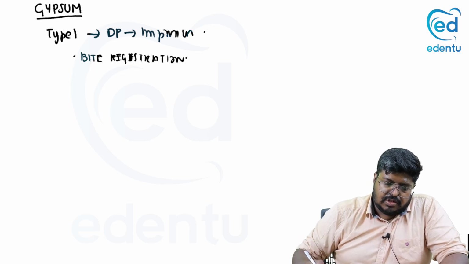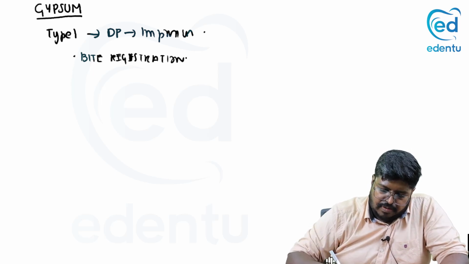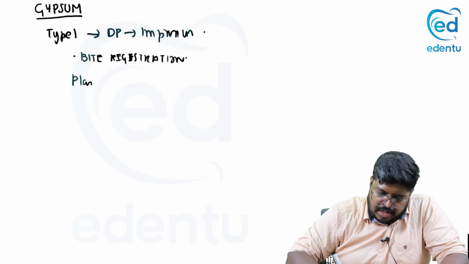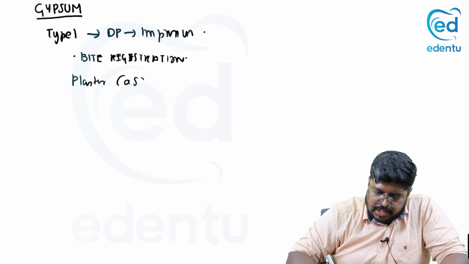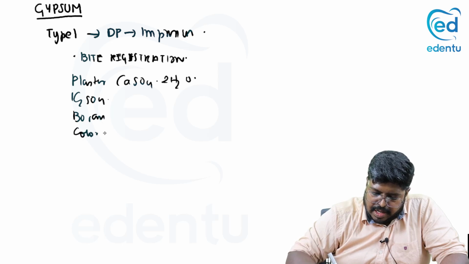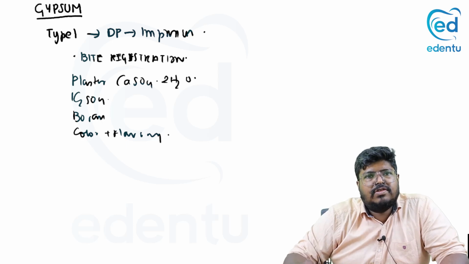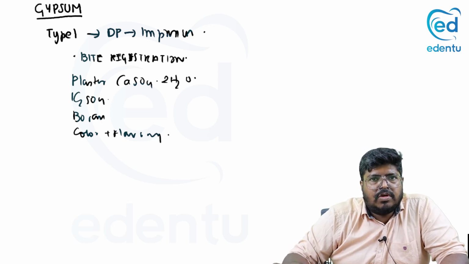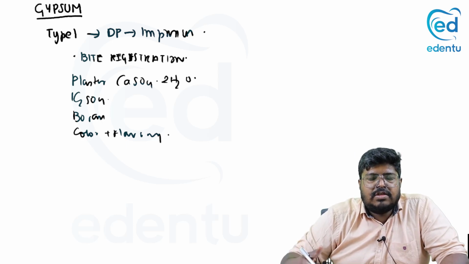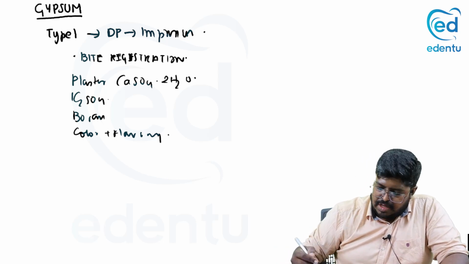So, what was the composition of dental plaster? Usually, dental plaster would contain your usual plaster, which is calcium sulfate dihydrate. It would contain potassium sulfate, borax, and various coloring and flavoring agents. This is just for historical perspective. It is not very important in your day-to-day life, but when you write an answer, you need it for completion. So make sure you write at least these points in your exam paper.